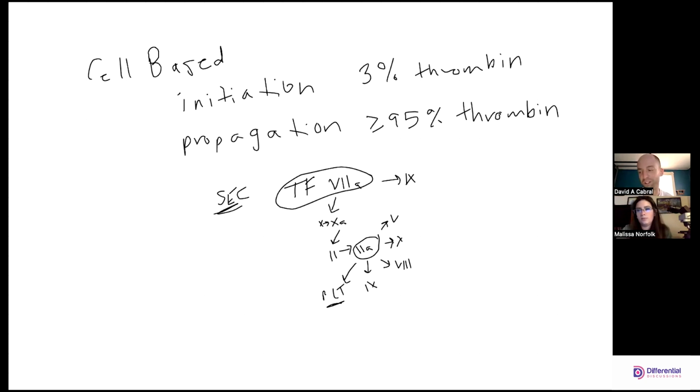Cool. I love talking about this stuff. All right, so let's go to the coag cascade based model. Let me pull that up. Let me draw it out for you really quick here. This way I can give you the lowdown on how to think about the cell-based model on the cascade-based model.